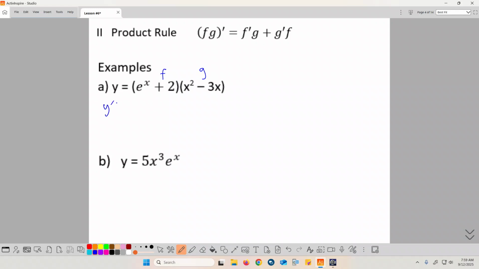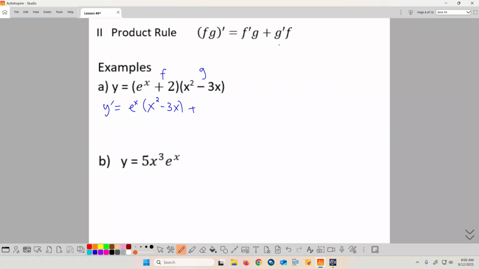Of course, notation for derivative in this case would be y prime, and we're going to just derive the f, which the derivative of e to the x is just e to the x. The derivative of 2 is just 0. So we want to multiply this now by the g, which would be just x squared minus 3x. Alrighty, now I put a plus sign, and now we go backwards, right?